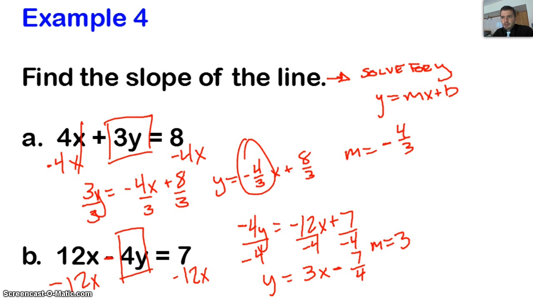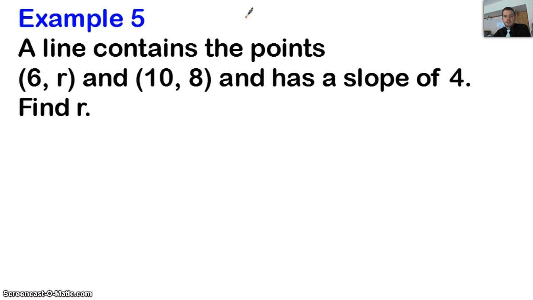All right, one more that I want to do is right here. It says the line contains the points 6, r and 10, 8 and has a slope of 4. So this is going to be a little bit different, but it's just the same thing. We're just going to use the slope formula again: y2 minus y1 over x2 minus x1, and I want you guys to label your points: x1, y1, x2, y2. And the slope is 4, so we know that m is equal to 4.